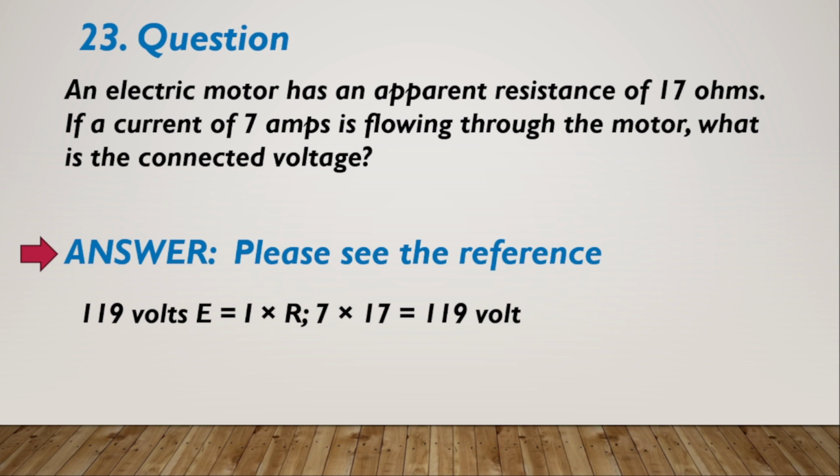Question number 23. An electric motor has an apparent resistance of 17 ohms. If a current of 7 amperes is flowing through the motor, what is the connected voltage? Please see the reference.